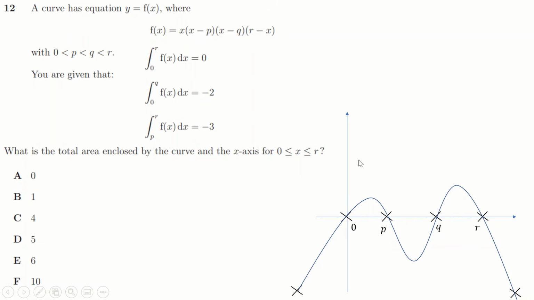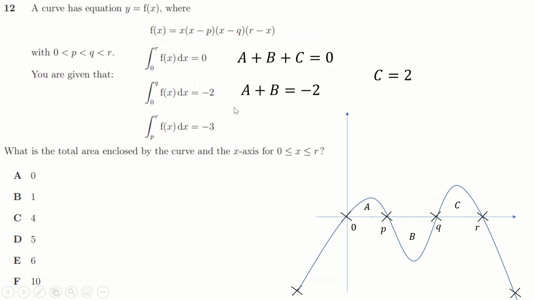Now I know that the integral between 0 and r is 0, which means if I label these areas A, B, and C, I know when you've got an area above the axis, that's a positive number, and below is negative. So for these things to add up to make 0, I know a plus b plus c is 0. Now, if I only integrate between 0 and q, which is just from here to here, I get minus 2, which means a plus b is minus 2. But I can easily see now that if I just do this, take away this, I get c as 2.